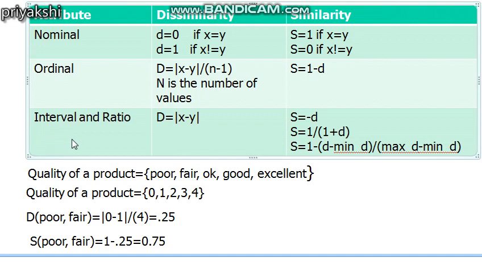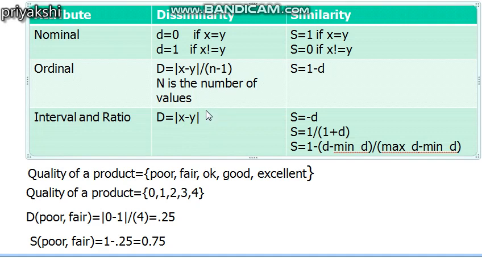In case of interval and ratio scale attributes, the natural measure of dissimilarity between two objects is the absolute difference of their values. For example, we might compare our current weight and our weight a year ago by saying that I am 10 pounds heavier. So what we are computing here is the absolute difference.